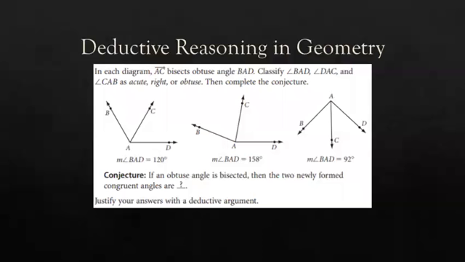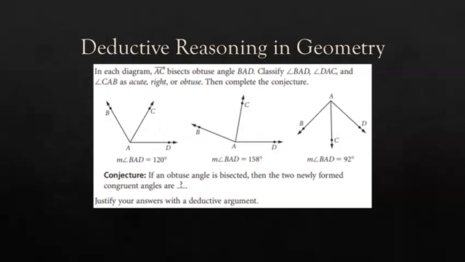We can also use deductive reasoning in geometry. In each of these diagrams, the ray AC bisects the obtuse angle BAD. We're going to classify the angle BAD and the angle DAC and CAB as either acute, right, or obtuse. Then we're going to come up with a conjecture about this pattern.